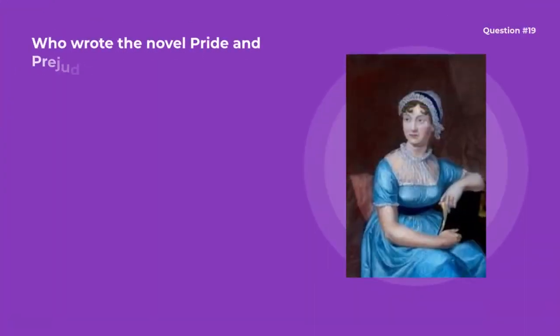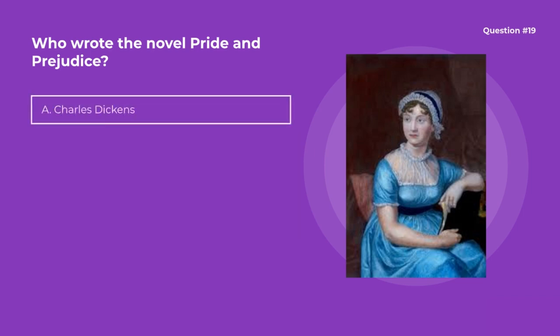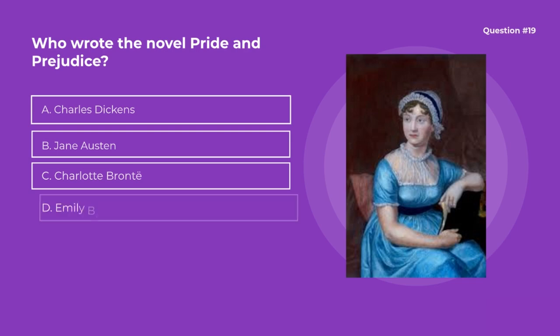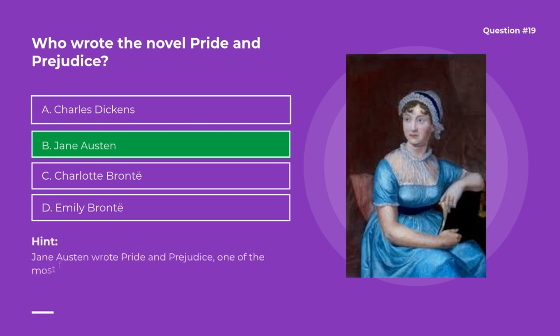Question number 19. Who wrote the novel Pride and Prejudice? Options are A. Charles Dickens, B. Jane Austen, C. Charlotte Brontë, D. Emily Brontë. The correct option is B. Jane Austen. Jane Austen wrote Pride and Prejudice, one of the most famous novels in English literature, published in 1813.